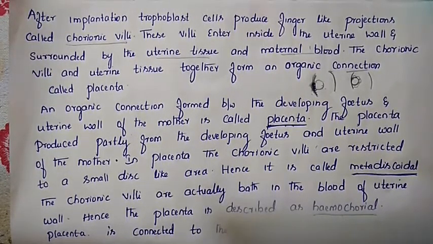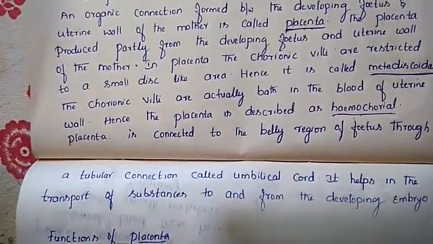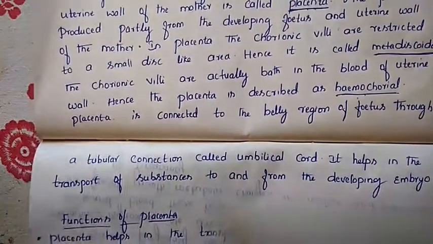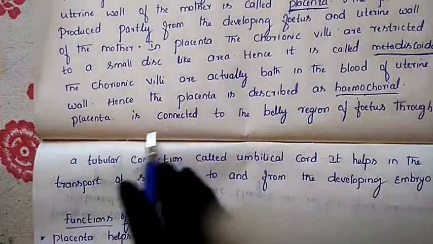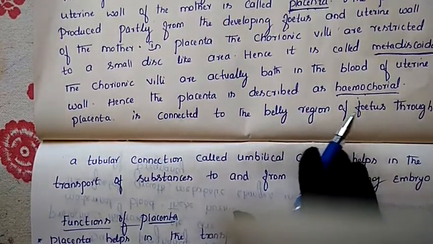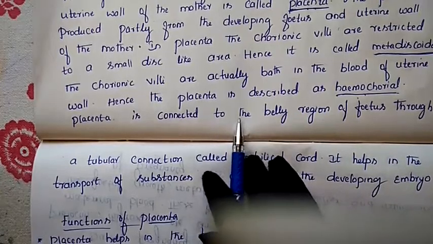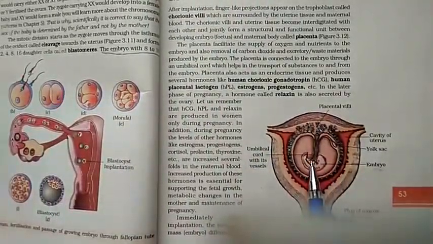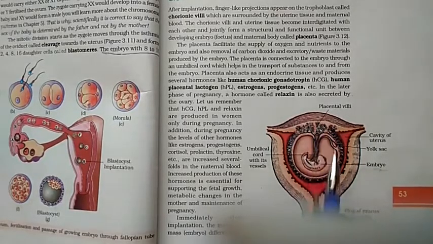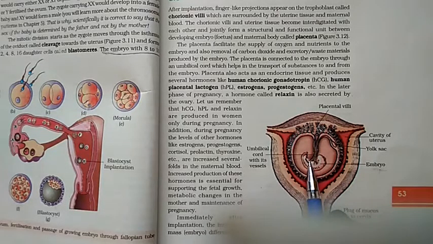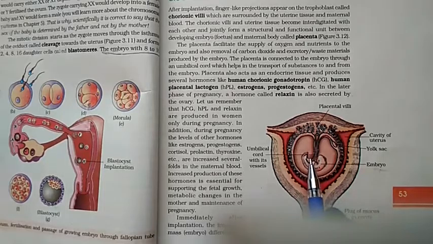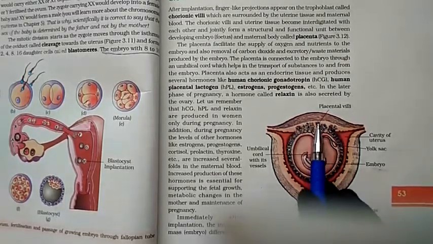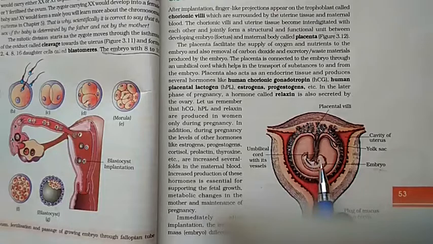The placenta is connected to the belly region of the fetus through a tubular connection called the umbilical cord. See here like this. The placenta is connected to this belly region of the fetus. Belly means the stomach region, where you have the belly button. It is connected to this one.